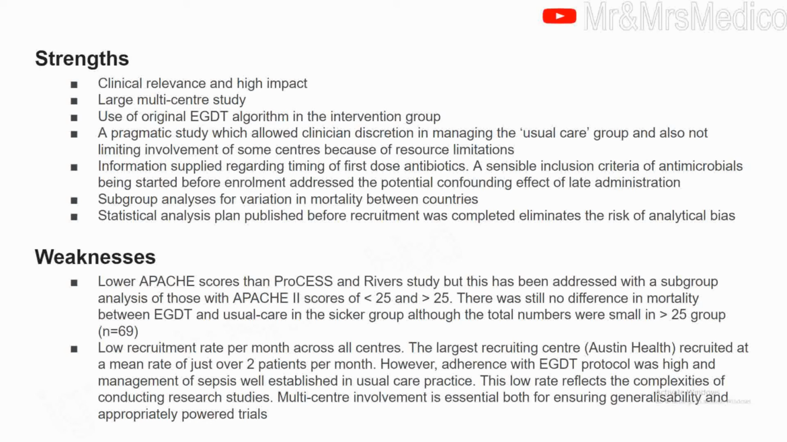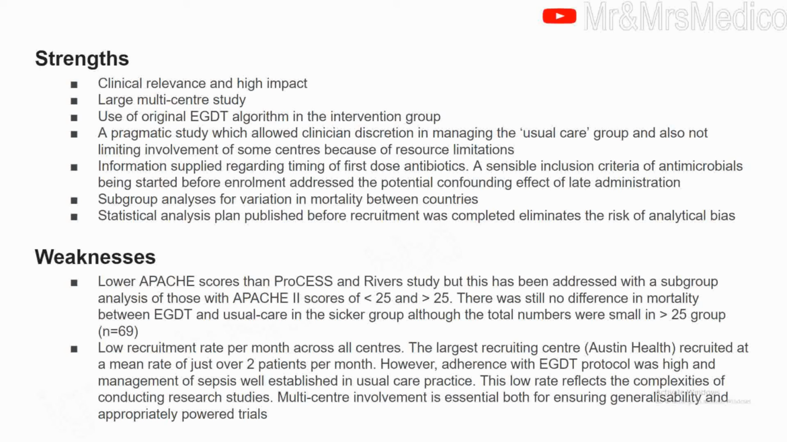The statistical analysis plan was published before recruitment was completed, eliminating the risk of analytical bias. Weaknesses: lower APACHE score than in the ProCESS and ARISE studies, but this has been addressed with the subgroup analysis of those with APACHE score less than 25 or more than 25. There was still no difference in mortality between the EGDT and usual care groups.